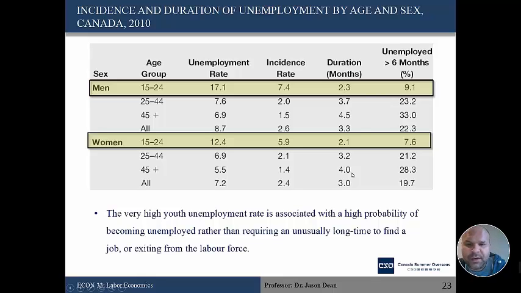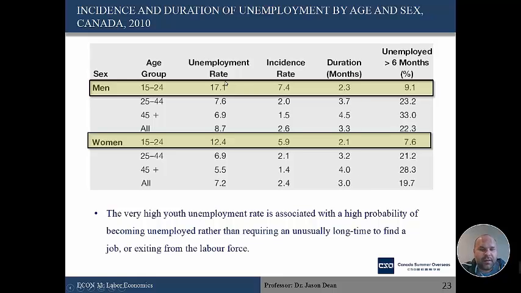So, when you're young, you usually don't have a family. There's less constraints involved when you switch or change jobs. So you see a lot more churning in terms of job changes and turnover. But as people get older and become more established in their careers and they have families, you see that the unemployment rate is lower, and when they do become unemployed, the duration is much longer.